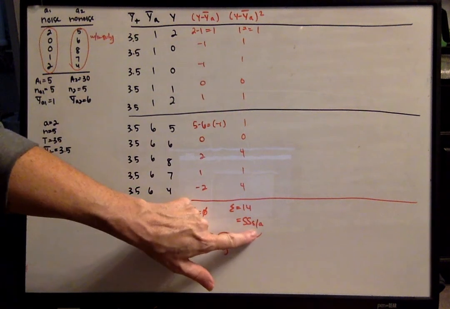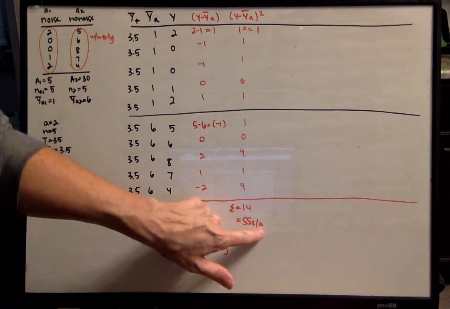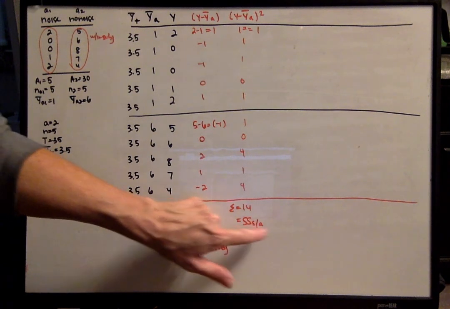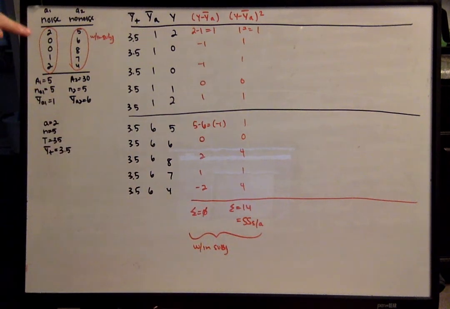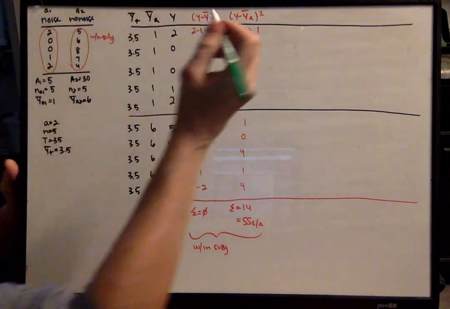So our sum of squares here, which we're calling S over A, is looking at how the scores in the noise group vary from one another and how the scores in the no noise group vary from one another. In order to figure out how these groups compare to one another, we are going to calculate our between subjects sum of squares.